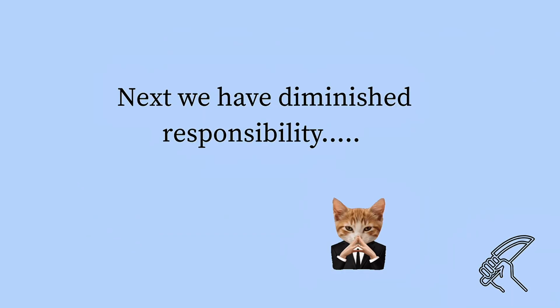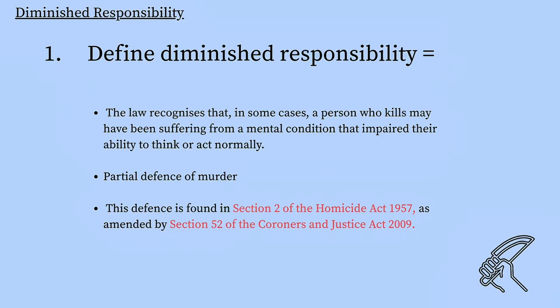So we've just gone over loss of control. That's all you need to know for the AO1, which is all your 8 marks for an essay 20-mark question. And next we're going to go and look at diminished responsibility. So as always, we start off with the definition.